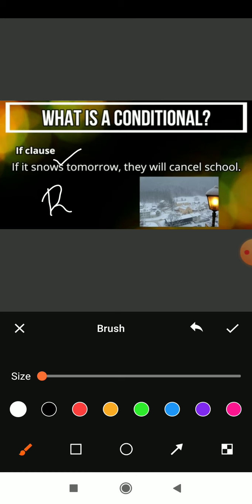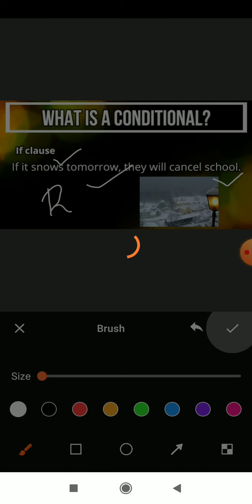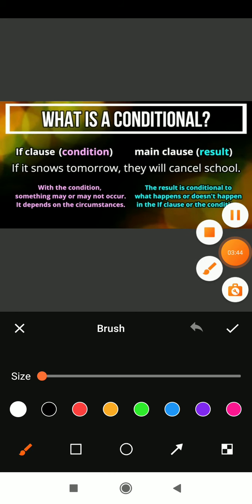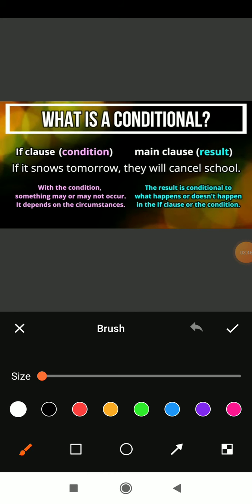In the sentence, if it snows tomorrow, they will cancel school, the if clause is: if it snows tomorrow. And what is the result? They will cancel school is the main clause. This is what is called conditional, and this is what we have to memorize. In the same example, the if clause is a condition and the main clause is a result.